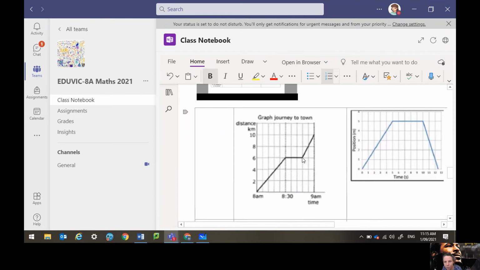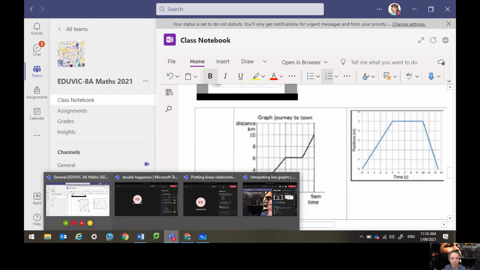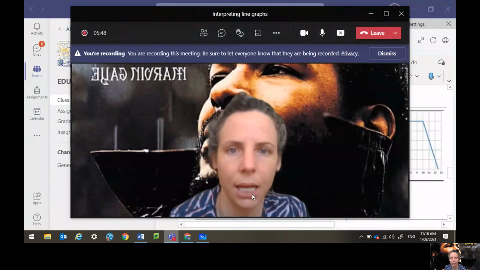Then from 8:45 to 9 a.m., they go from 6 kilometers up to 10 kilometers. So in that 15 minutes, they travel 4 kilometers because they go up to 10. So that's how a time versus distance graph also works. Okay, that's it. You can have a good crack at this worksheet now.